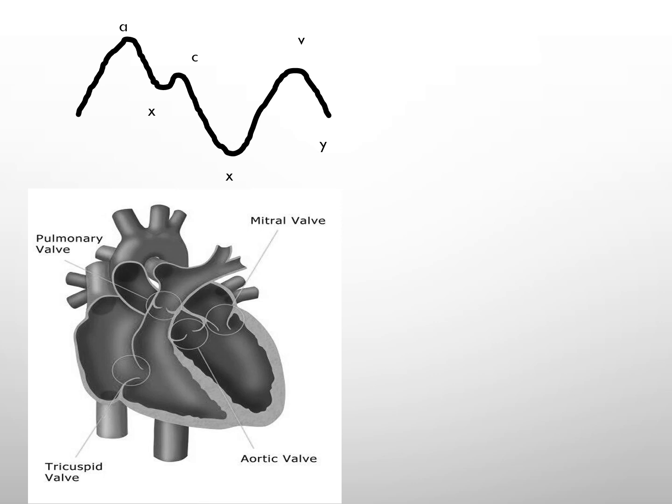The V wave signifies the filling of the right atrium when the tricuspid valve is closed. The Y wave indicates the opening of the tricuspid valve, allowing blood from the right atrium to start filling the ventricle. This gives a big drop in the pressure of the right atrium.